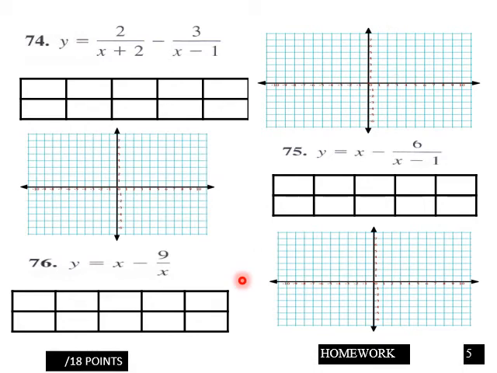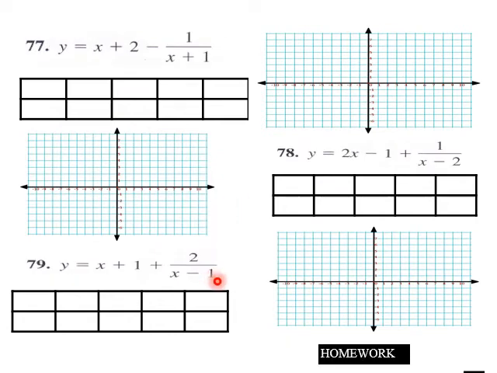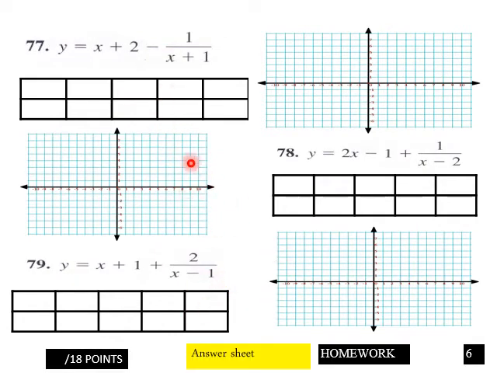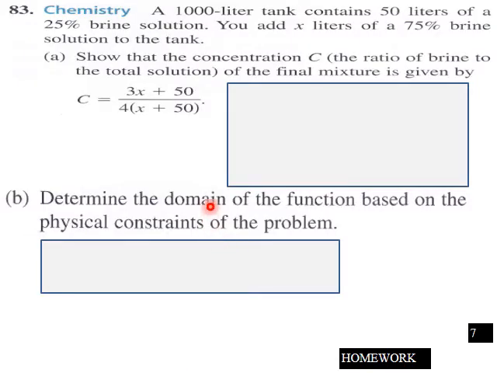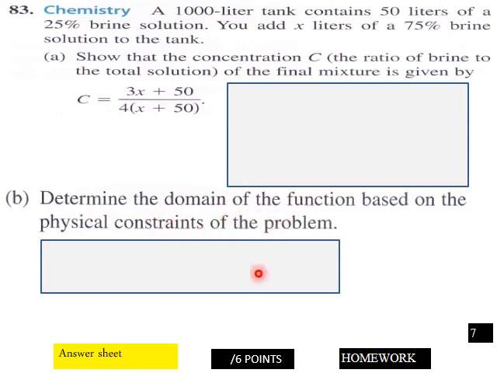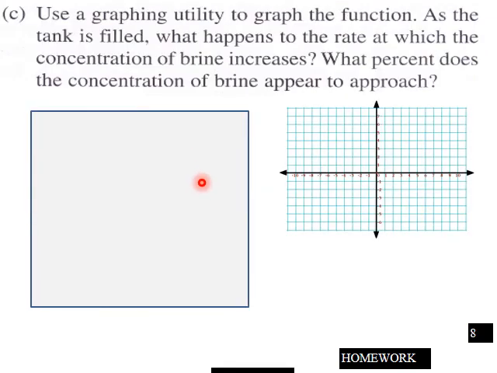Same thing here, page 5, identify any x-intercepts, but graph these functions on these grids. And then page 6, graph these functions on these grids. Then page 7, you got a word problem here. So determine the domain, show the concentration, and then page 8, finish up this word problem here.